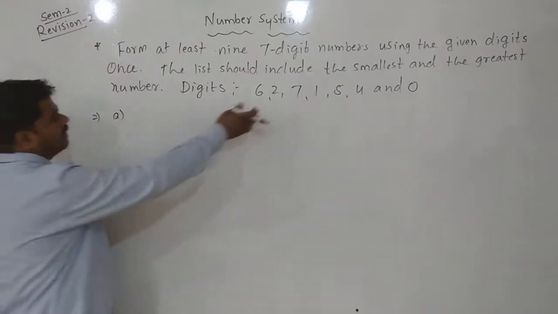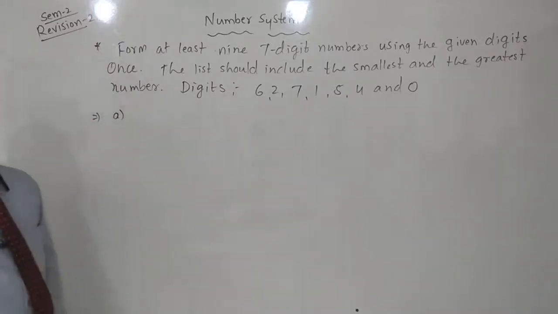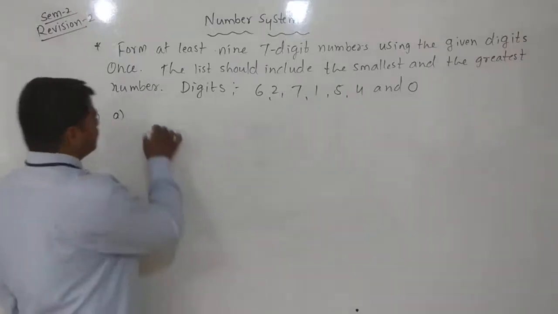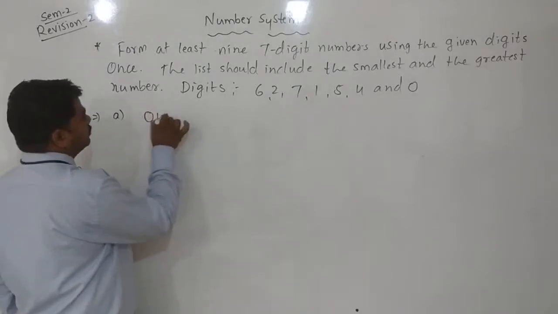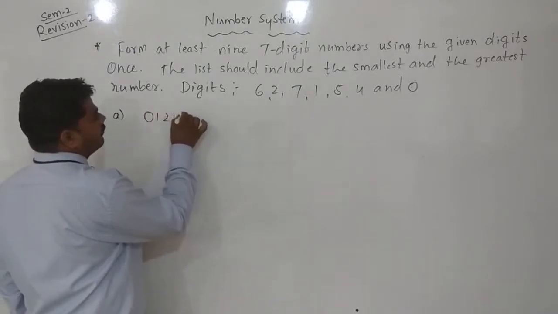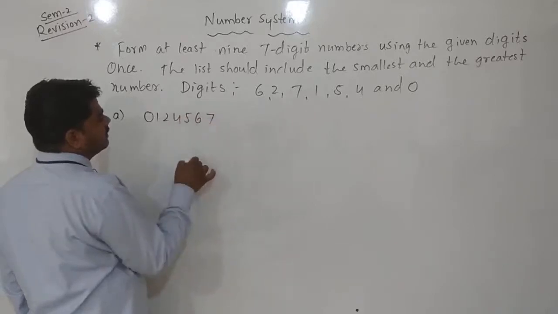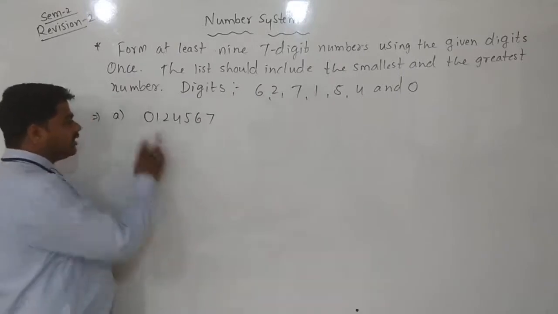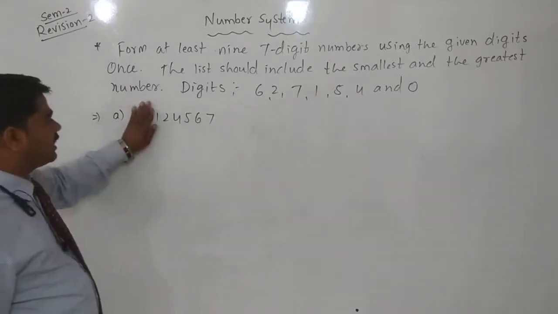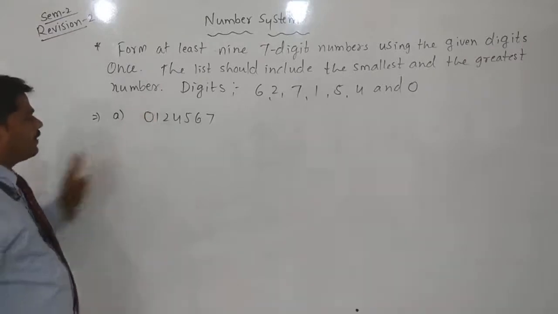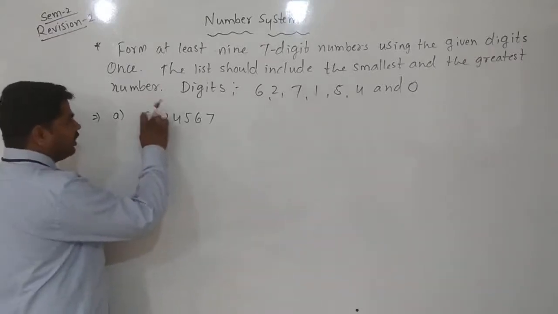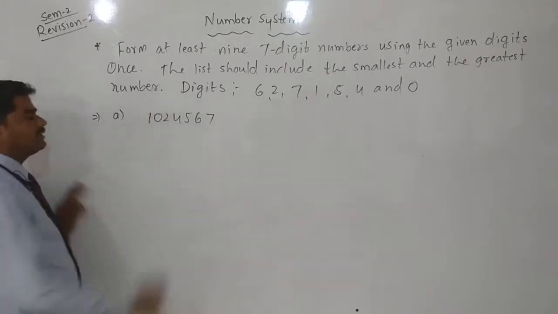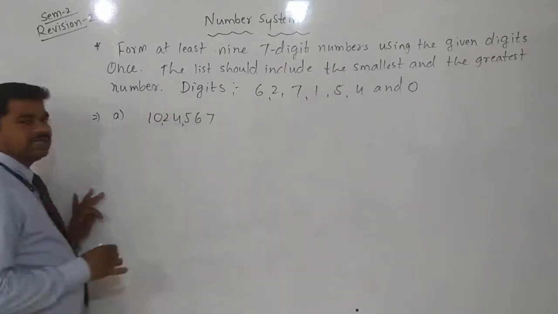How will you arrange the smallest one? We can arrange in ascending order. Numbers written in ascending order give the smallest number. But you have taken 0 also: 0, 1, 2, 4, 5, 6, 7. But if 0 is first, you can write only 6 digits. That's why we interchange this 0 and 1. Write 1 first, then 0. Then it is a 7 digit number. You can write its number name.